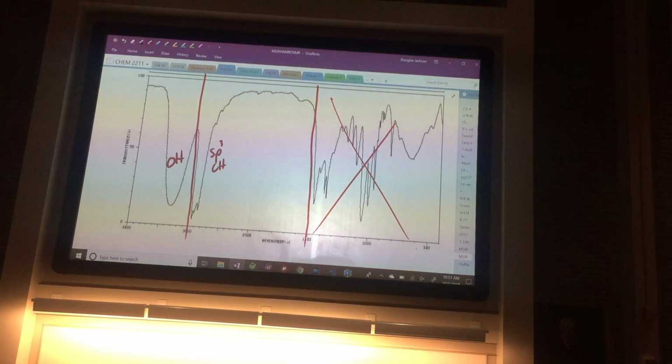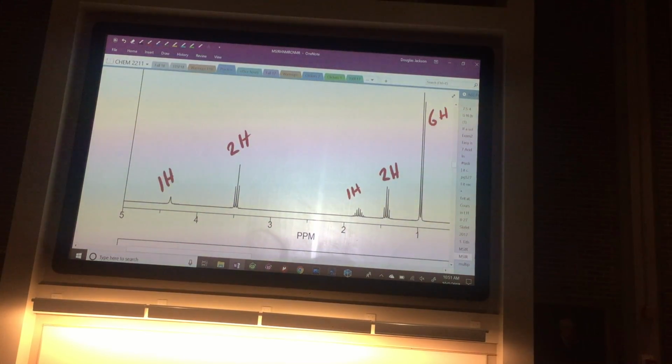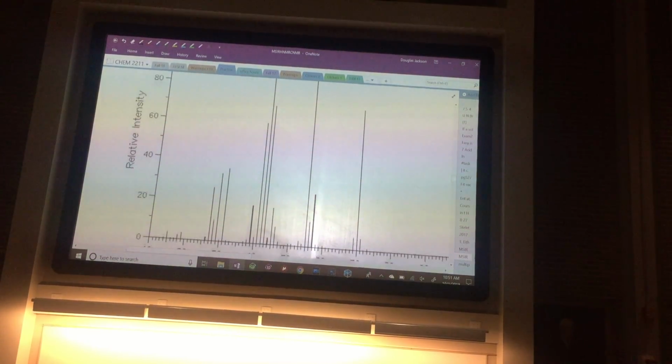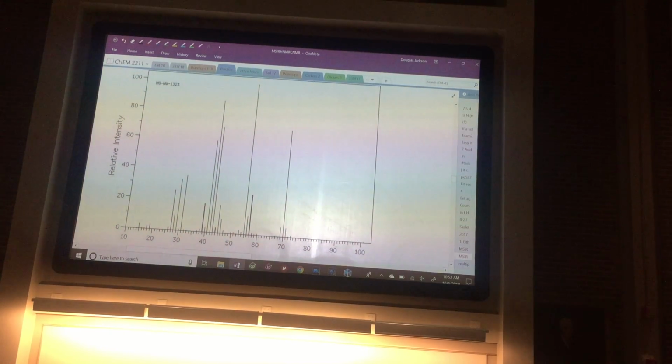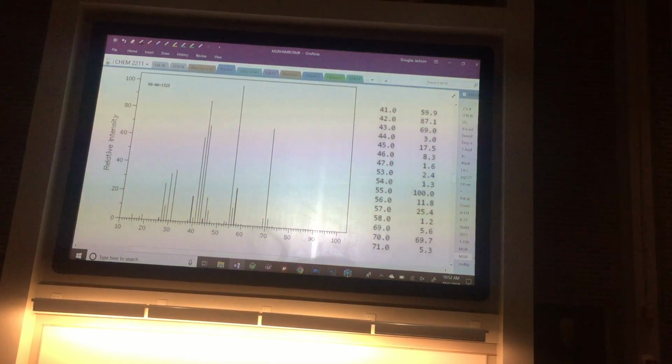There may be an M-18 due to loss of water with an alcohol in the mass spec. I gave you the spectra out of order, but I strongly encourage you to go to the mass spec as your second option.